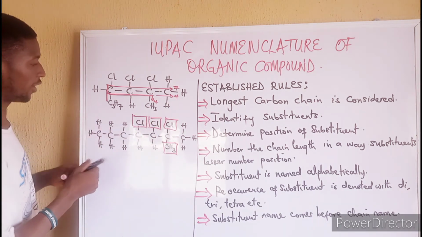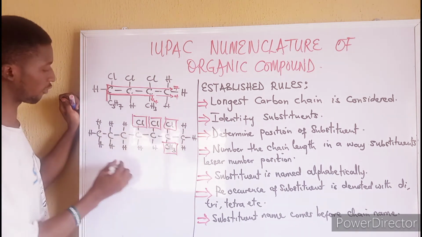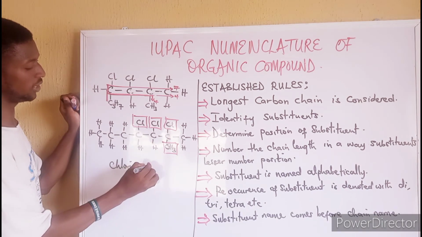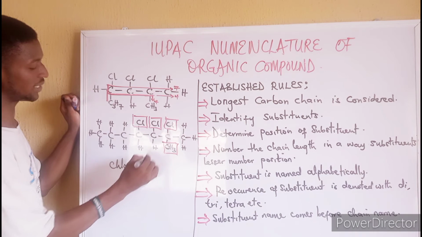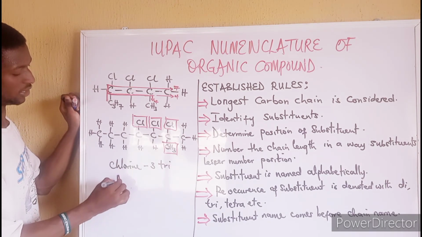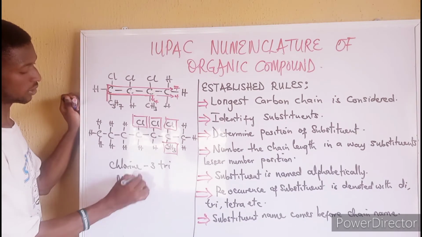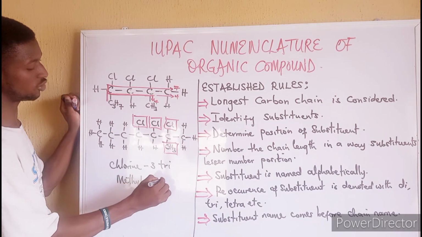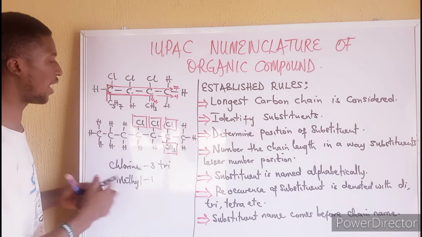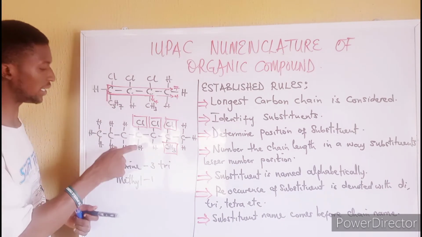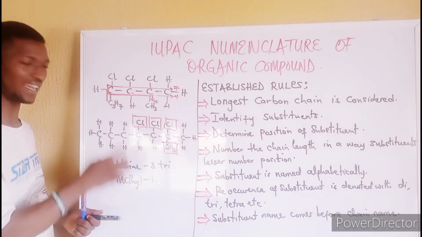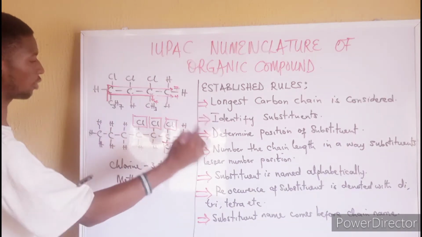So here now we have the occurrence of chlorine. Chlorine is occurring 3 times, and that will take tri. And we have methyl. Methyl is occurring once, and we'll take it to be ordinarily methyl. But when you look at this now, we want to talk about the numbering. Don't forget, the numbering is in such a way that the substituent will take a lesser value. So we can number forward and we can number backward.